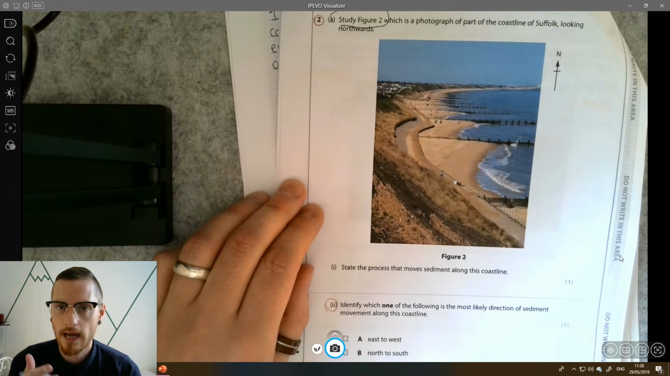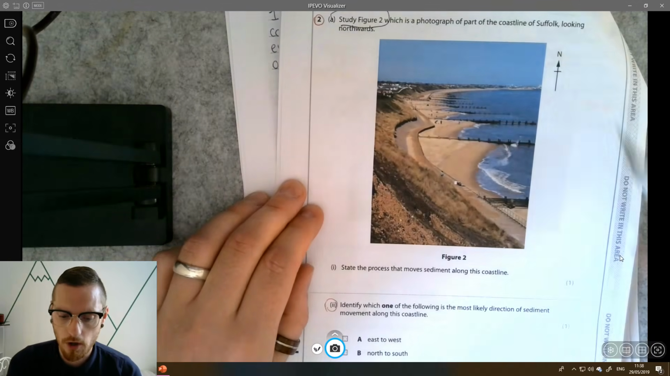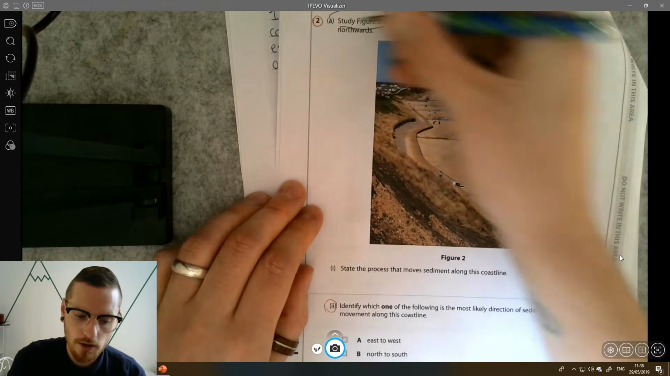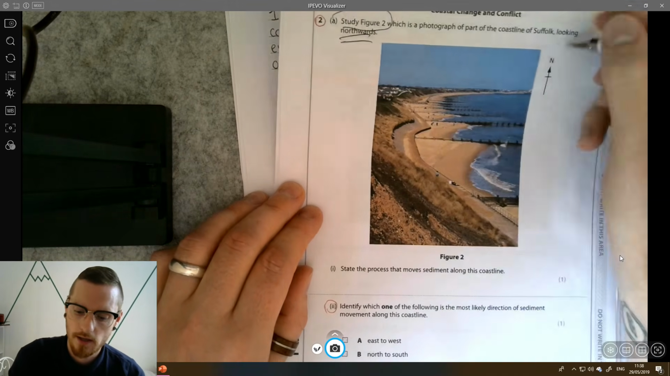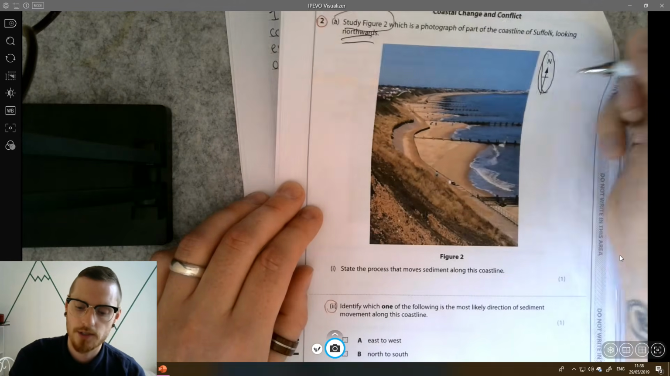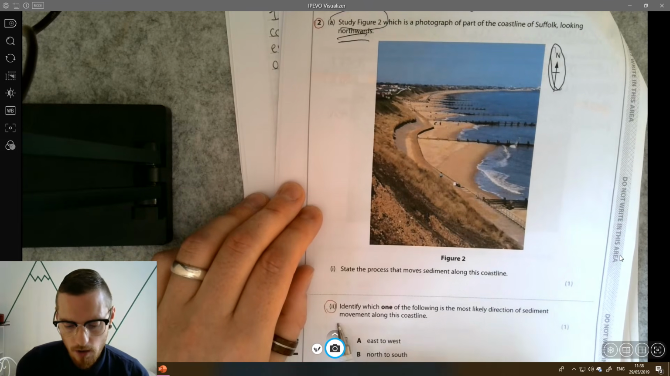So clearly the answer here comes from looking at the image. It's a photograph of the coastline of Suffolk looking northwards. The examiners are giving you information in the resource. Pay particular attention to it. They've gone out of their way to give us our compass rose here, so we know where north is.